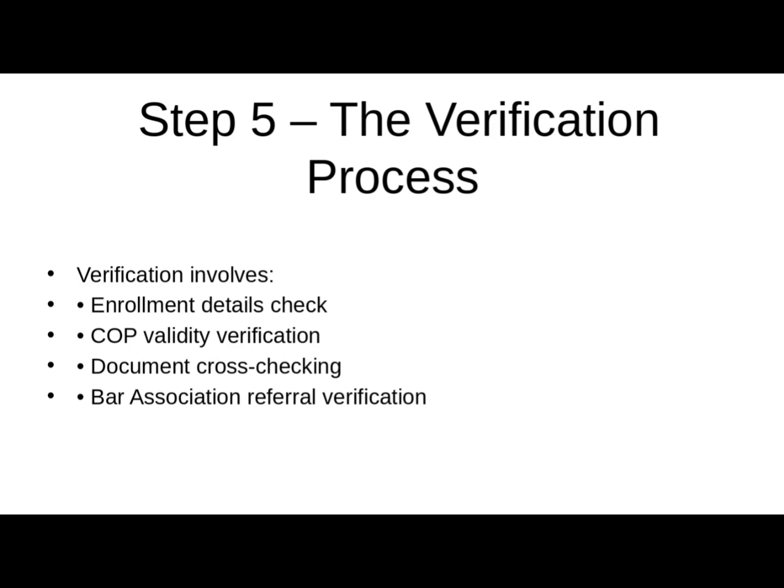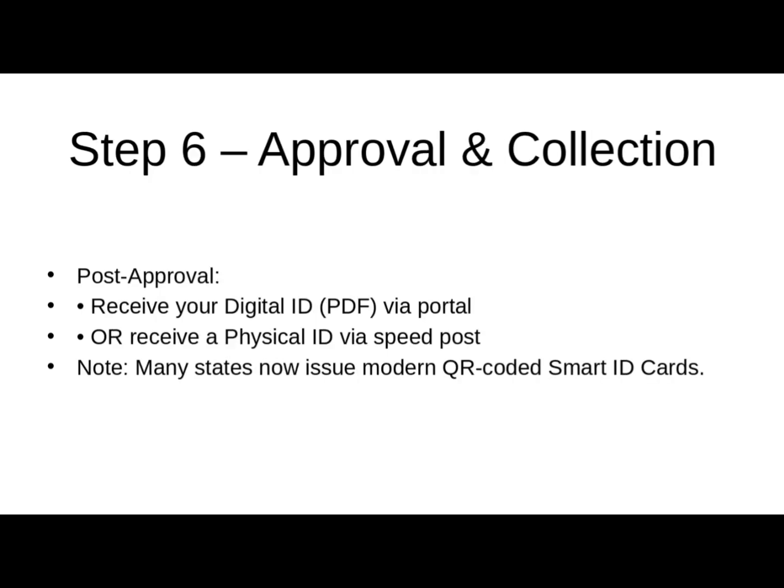And finally, your I card. Once your verification process is complete, your advocate I card is approved. Subsequently, you may be provided with an option to download a PDF copy, or a physical I card may be dispatched to your respective state bar council. And some states also provide a smart advocate card featuring a QR code.